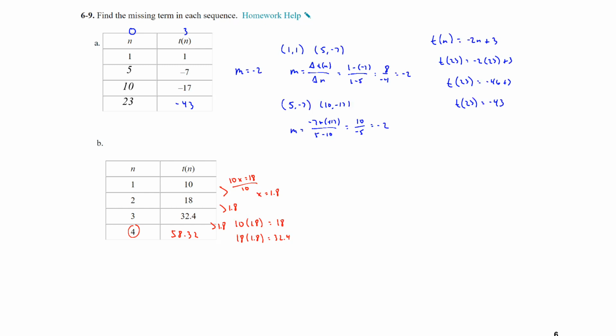So there's a couple of ways you can figure out the missing term of a sequence, whether it is arithmetic or geometric. Now, once again, this one is geometric. And then this one up here is arithmetic.